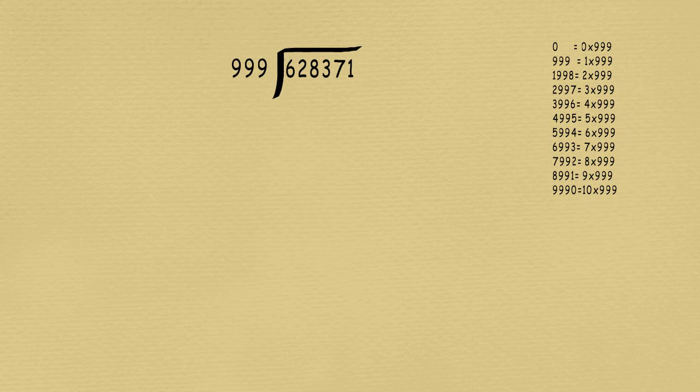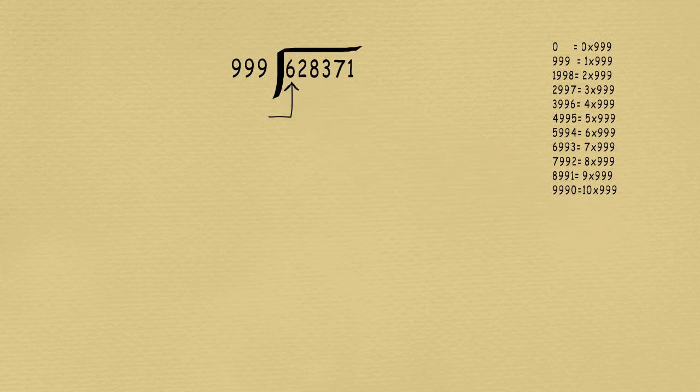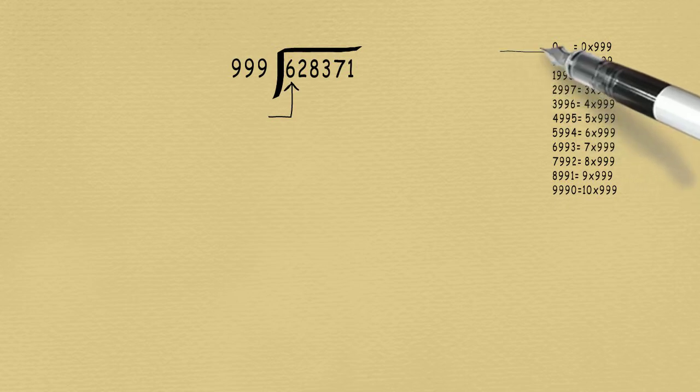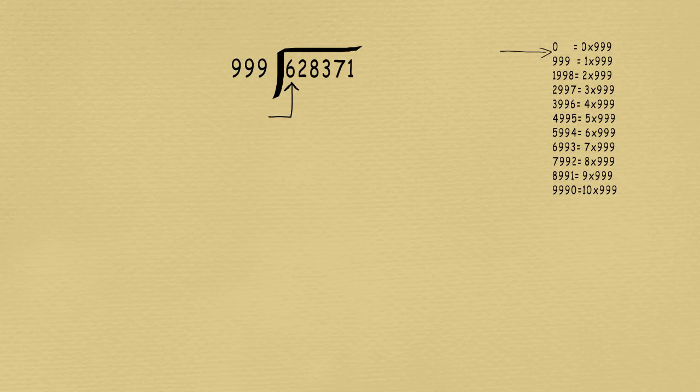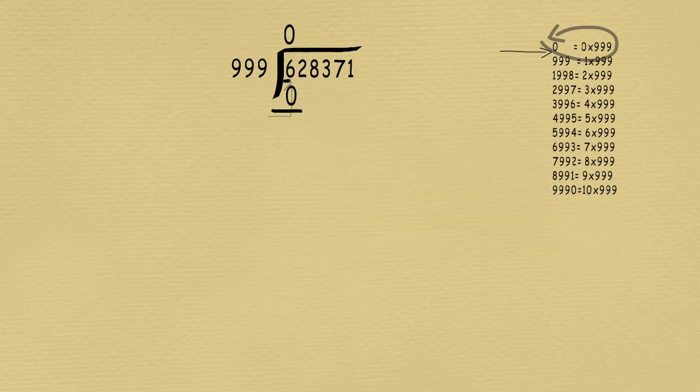Next, I'm going to look at the first number inside the division house, and that first number is 6. I'm going to squeeze the number 6 somewhere in between two numbers in the multiplication table. I can see that 6 is in between 0 and 999. So I'm going to choose the entire expression 0 equals 0 times 999. I'm going to write down 0 on top of the division house, and write 0 right underneath the number 6. I'm going to perform a subtraction of 6 and 0. I have 6, and I'm finished with the first step.